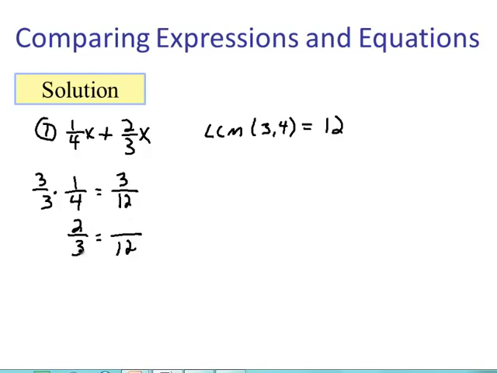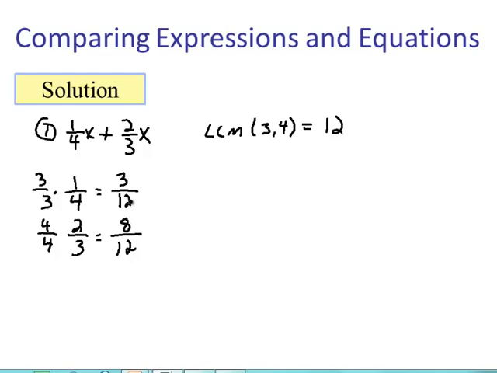For this fraction, what number do I need to multiply 3 by to make it 12? That's 4. But if I multiply the denominator by 4, I have to multiply the numerator by 4 too. Again, 4 over 4 is the same thing as 1. This fraction will be equivalent to the original, but it will have 12 as the denominator. So our new numerator is 4 times 2, which is 8.